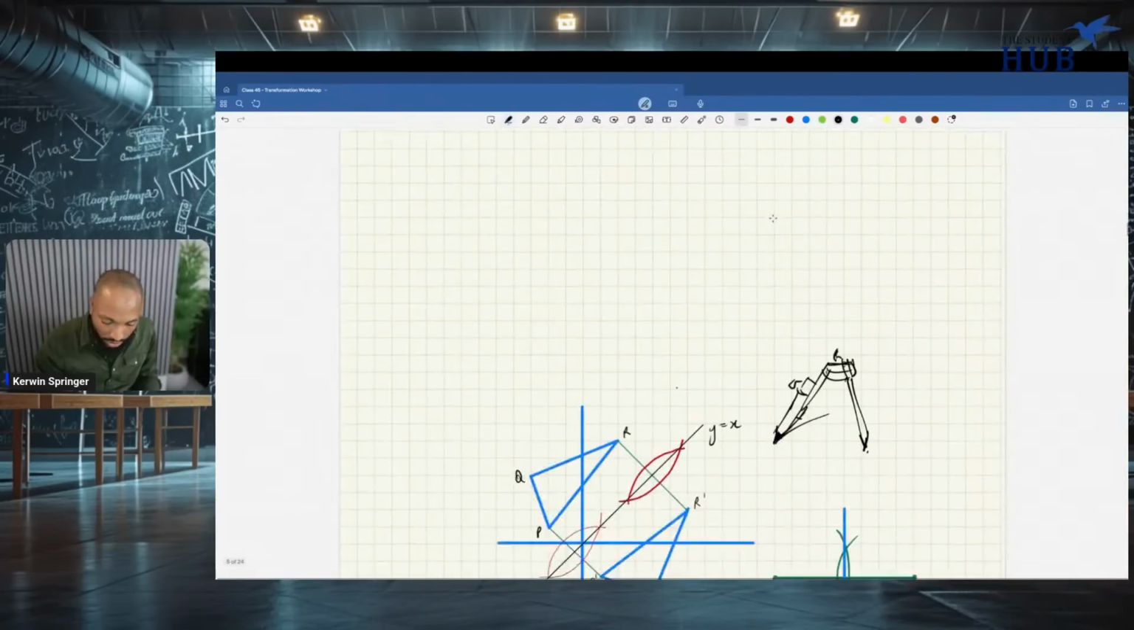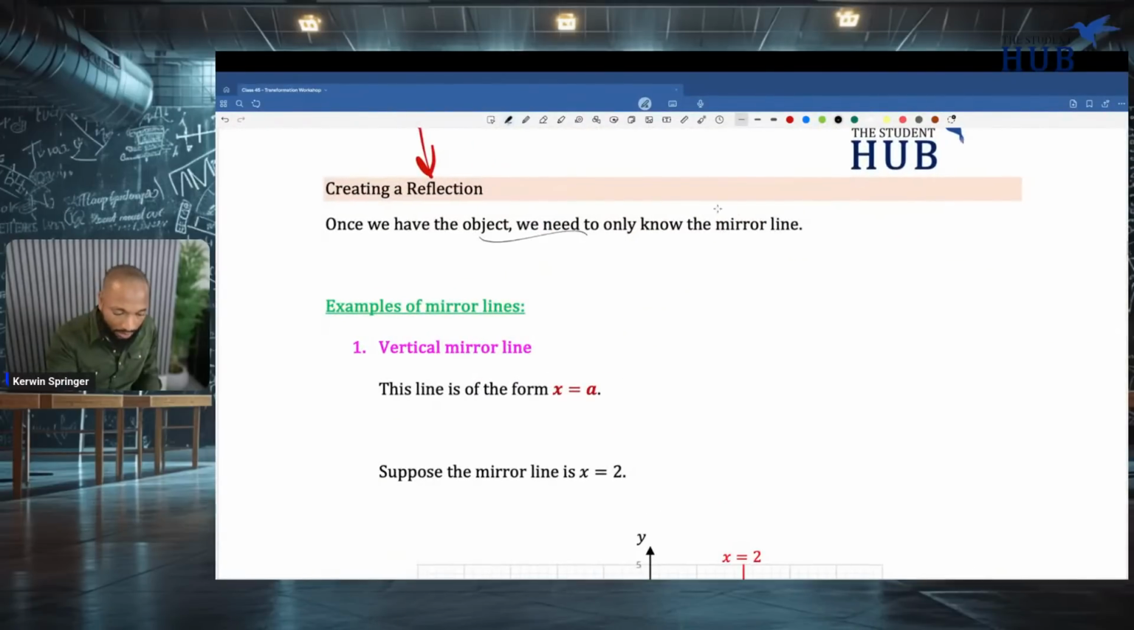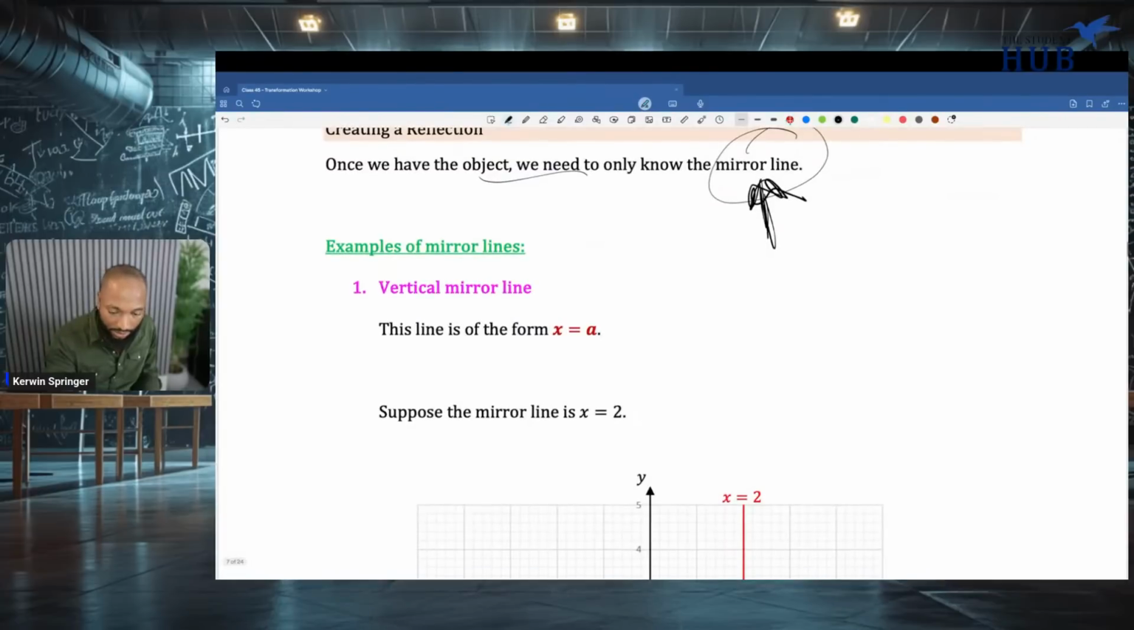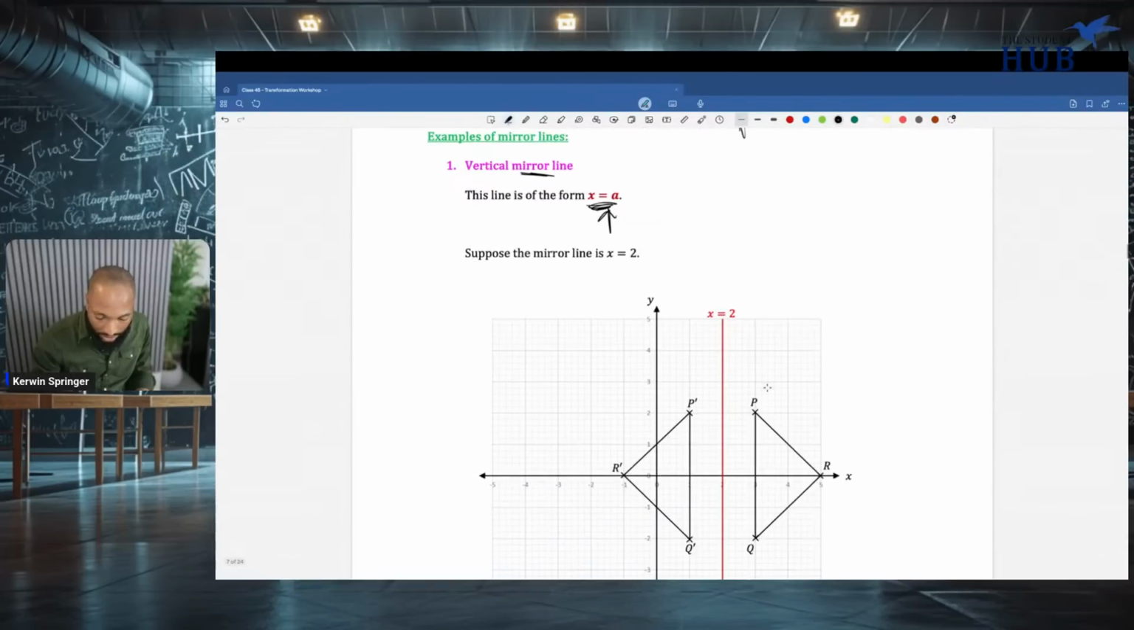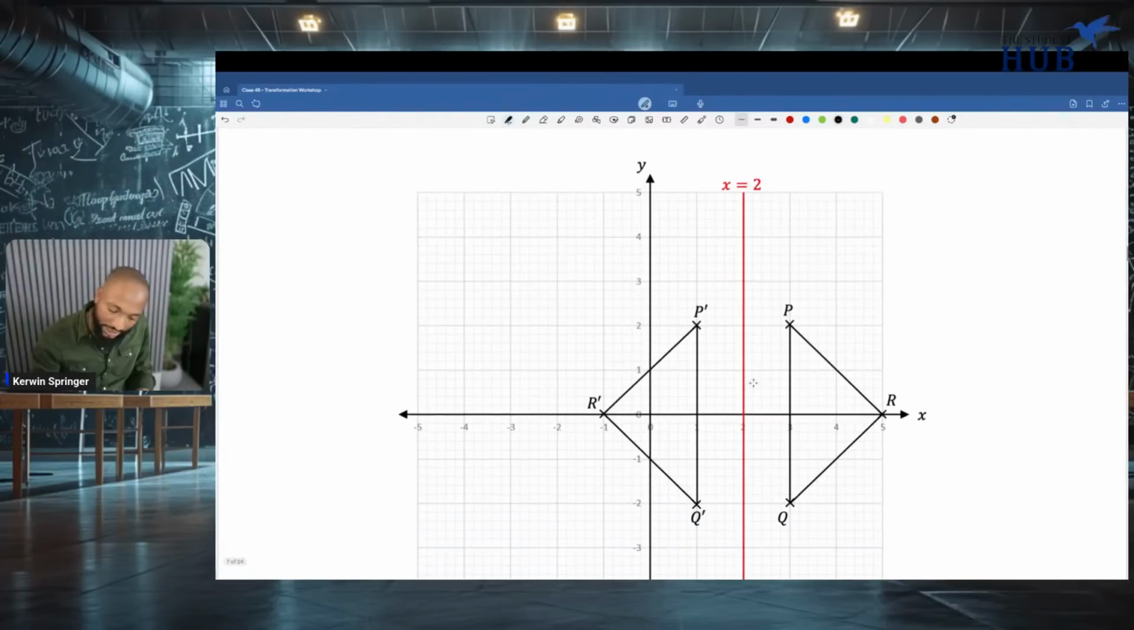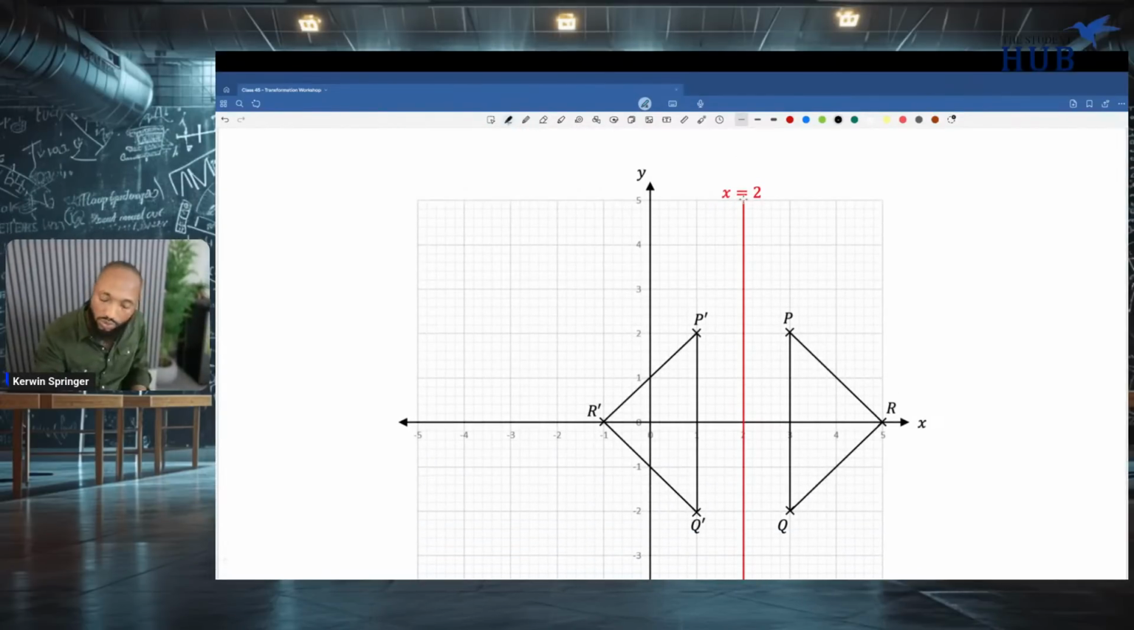We are on the second one. We have 2 more to go. Once we have the object, we only need to know the mirror line. So once you have the object, to get the image, you only need to know the mirror line. If it's a vertical mirror line, it will be in the form x is equal to something. So the equation of this line is called x is equal to 2. Class, we cooking. X is equal to 2 is the mirror line here. If I had x is equal to 3, that would be this line. But this will get pushed back all the way to here. See that? That's the equation of the line.